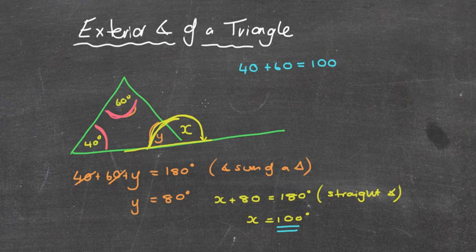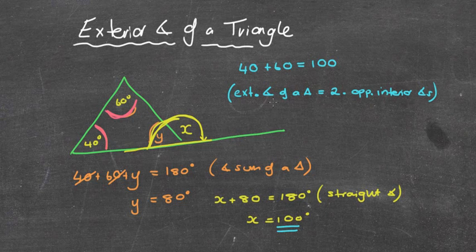Okay, so what the ruling is, and it's a hard one: the exterior angle of a triangle is equal to the two opposite interior angles. Or should I say, the exterior angle of a triangle is equal to the sum of the two opposite interior angles.